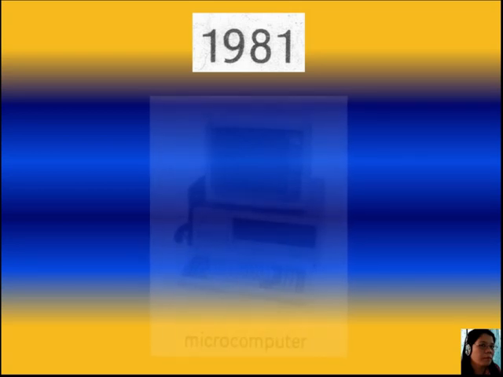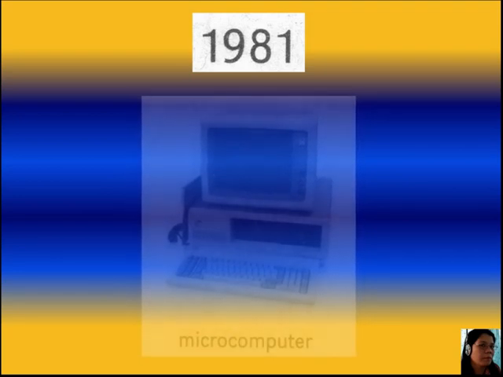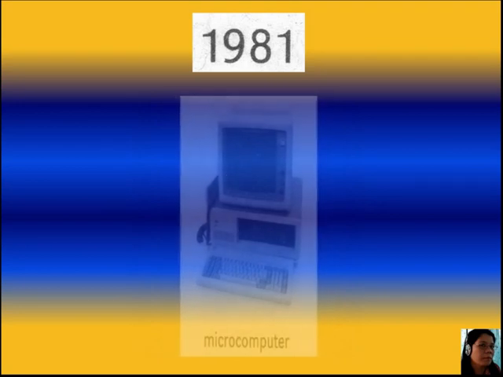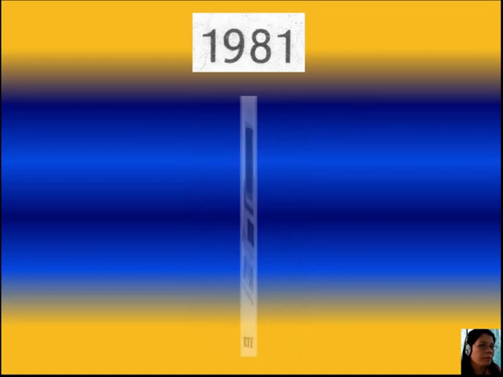In 1981, IBM introduced the first personal computer. The IBM personal computer is an example of a microcomputer. A microcomputer is the smallest type of computer. It is designed for a single user. As computers got smaller and less expensive, people in offices, schools, and homes began to use them.